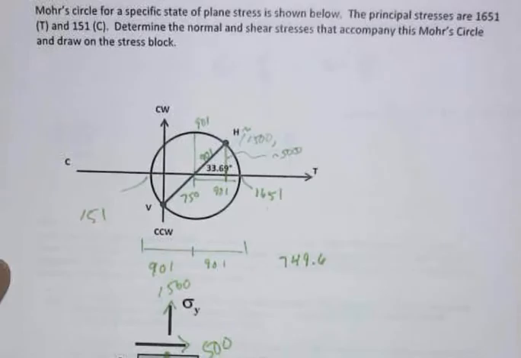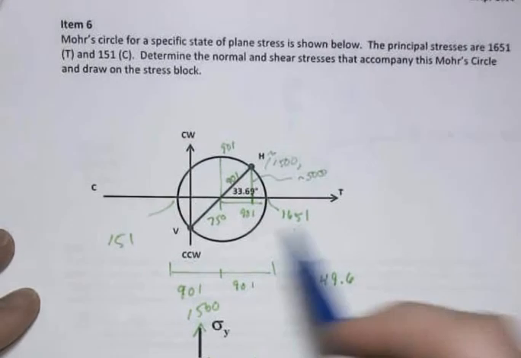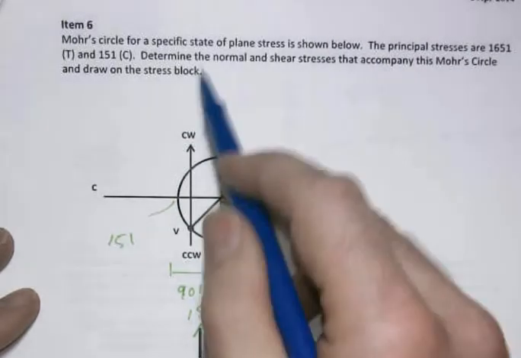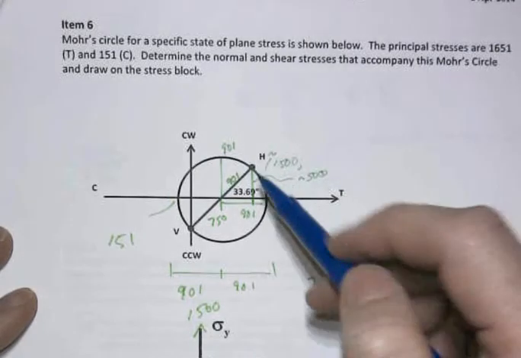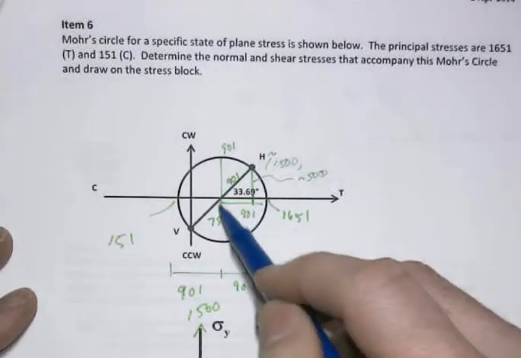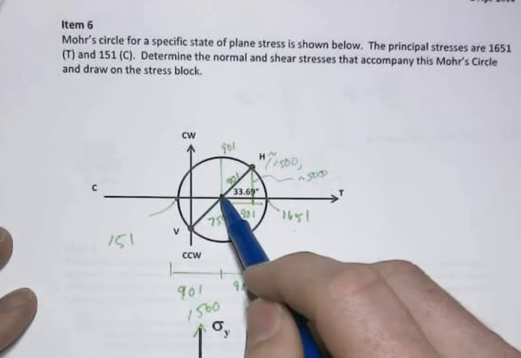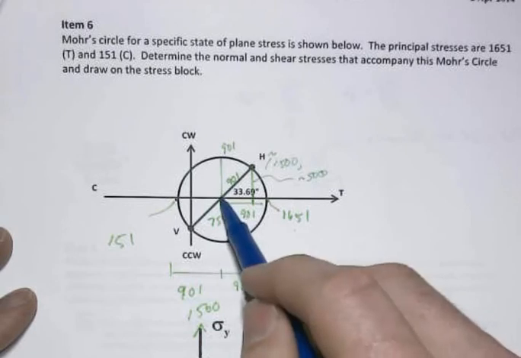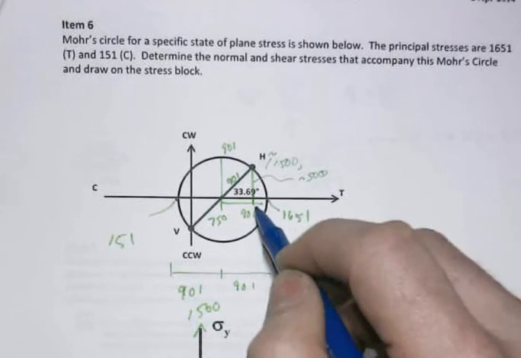In item 6, yet another plane stress problem. We're given Mohr's circle and the principal stresses, and now we just have to work through and find out what sigma x and sigma y are. You just go through: I know this value, I know that value, those are the givens. I can then find geometrically where the center is, or the average of those two are located, the arithmetic average that is.